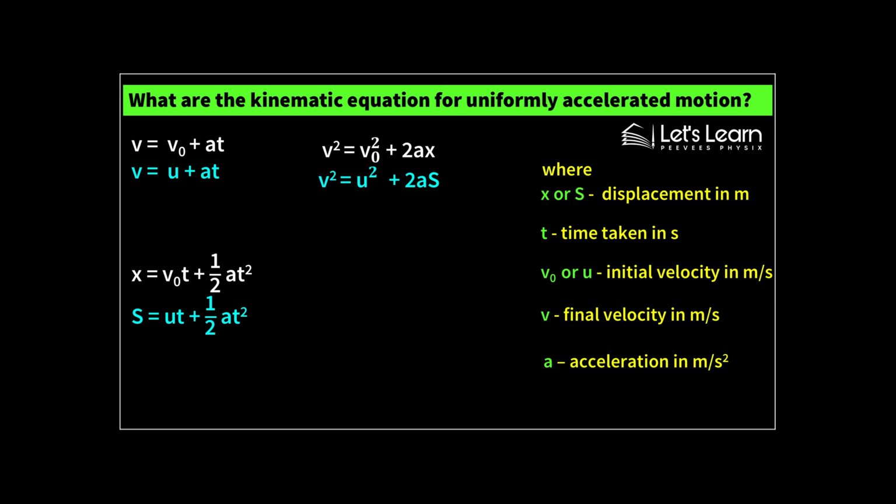Among them, all are vectors except T. So, we may choose displacement positive or negative, U positive or negative, V positive or negative, A positive or negative. And there is one more equation, S equals U plus V divided by 2 times T. So overall, there are 4 equations.